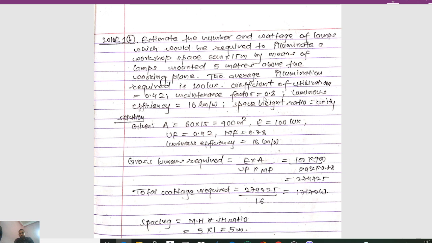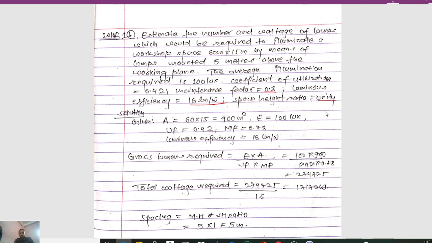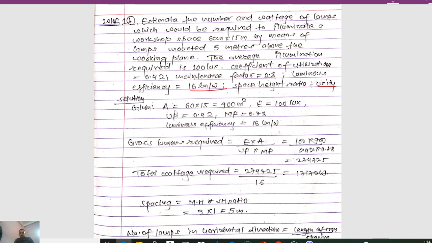Similarly, maintenance factor is given as 0.8 and illumination efficiency is given as 16 lumens per watt, and space height ratio as unity. Unity means 1. So here we have area as 60 into 15, so you get 900 meter square. Similarly, E is 100 lux, UF means utility factor is 0.42 and MF is 0.8, and illumination efficiency is also given as 16 lumens per watt as mentioned in the equations.